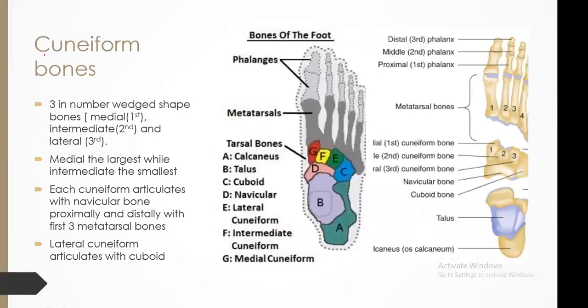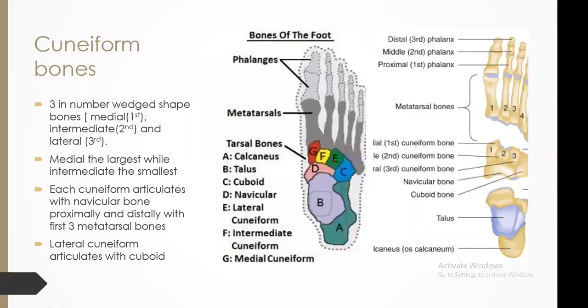The cuneiform bones. There are three in number. They are wedge-shaped bones. The first one is the medial, second is the intermediate, and third is the lateral bone. Medial is the largest bone, while the intermediate is the smallest. Each cuneiform articulates with the navicular bone, as we just mentioned in the last slide, proximally and distally with the first three metatarsals.